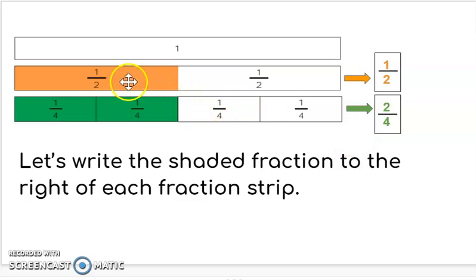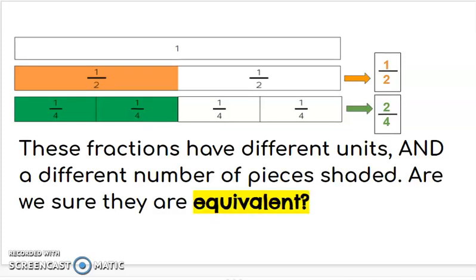On this one we've shaded in 1/2, or one copy of 1/2, so I put 1/2 as my fraction for this fraction strip. And on the second one I shaded in 2 copies of 1/4. So my numerator would be 2, because I have 2 pieces of fourths, so 2/4. These fractions have different units. This one's halves, this one's fourths, and different numbers of pieces shaded. The top one has only 1 piece shaded, and the second strip has 2 pieces shaded. Are we sure they are equivalent?